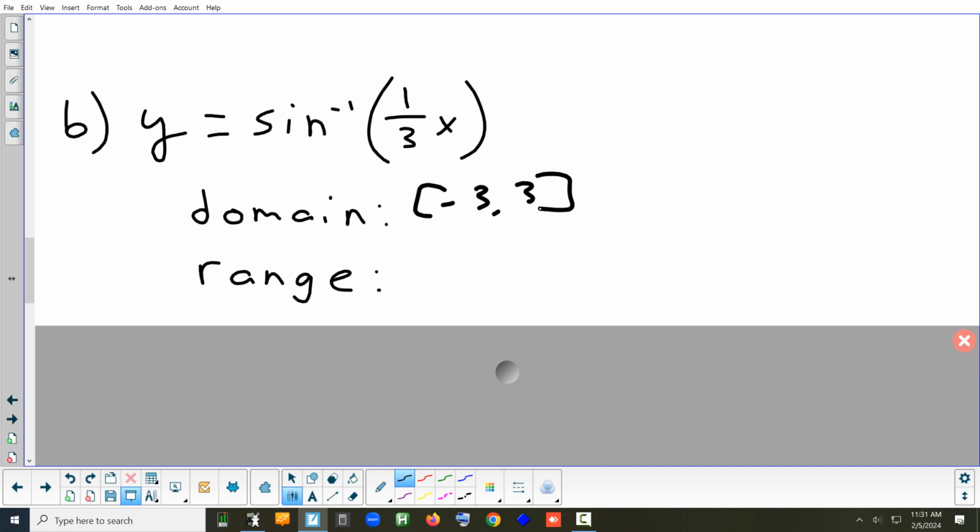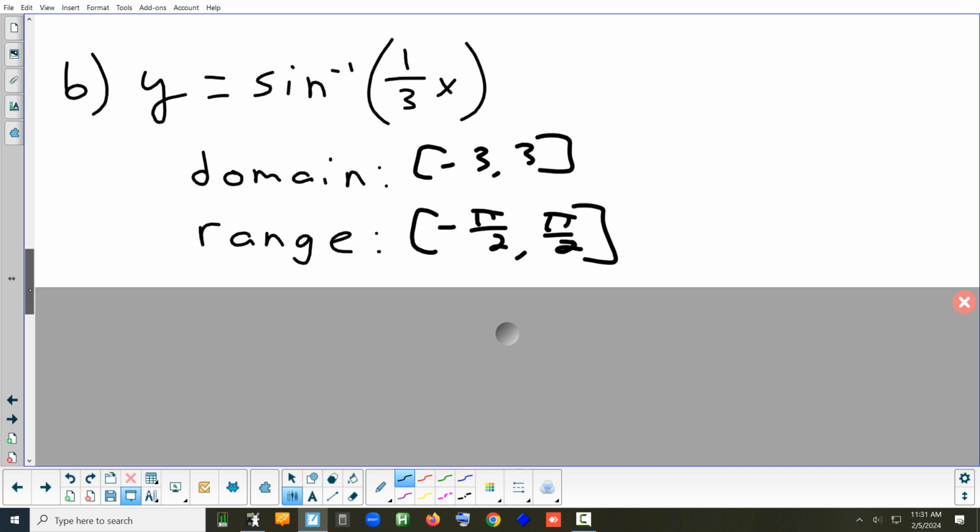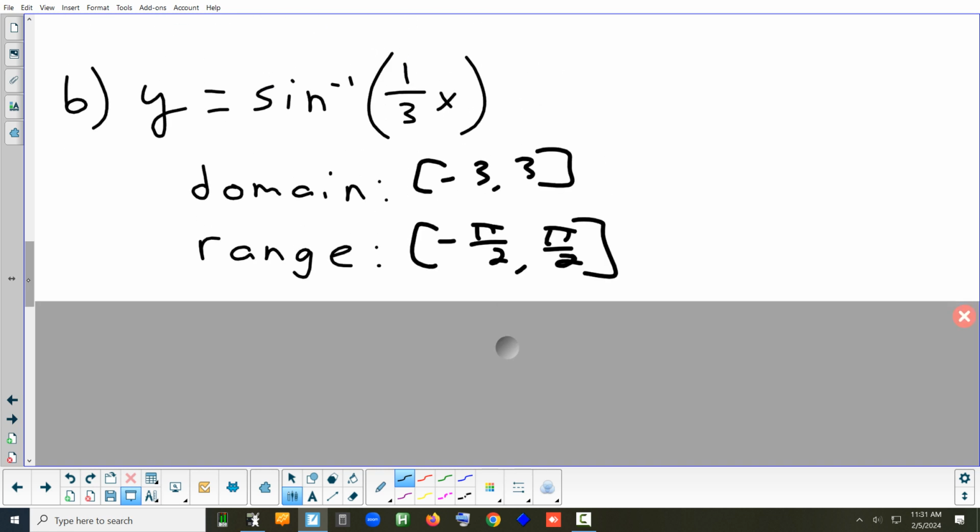Okay. How about the range? -π/2 to π/2. There is no change to the range. Hey, any question on that one?